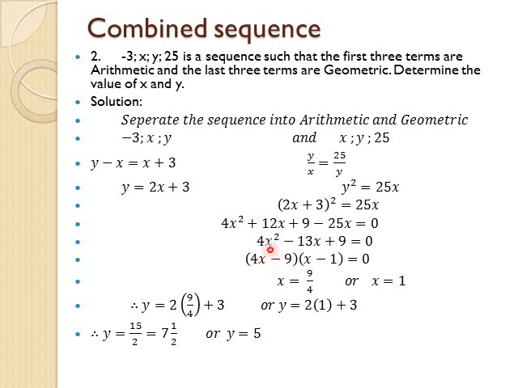Stays negative. If you get stuck on this part, factorizing, use the quadratic formula. So from there, x equals 9 over 4, or x equals 1. If I substitute back, 2 times 9 over 4, because x is 9 over 4, plus 3, that gives me 18 divided by 4 plus 3, which then gives me 15 over 2, or 7.5. There, x equals 1, 2 times 1, which is 2, 2 plus 3, y equals 5.